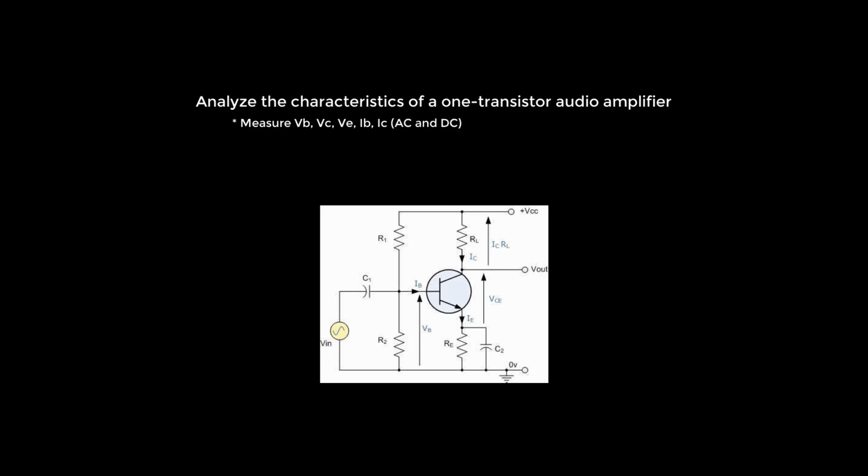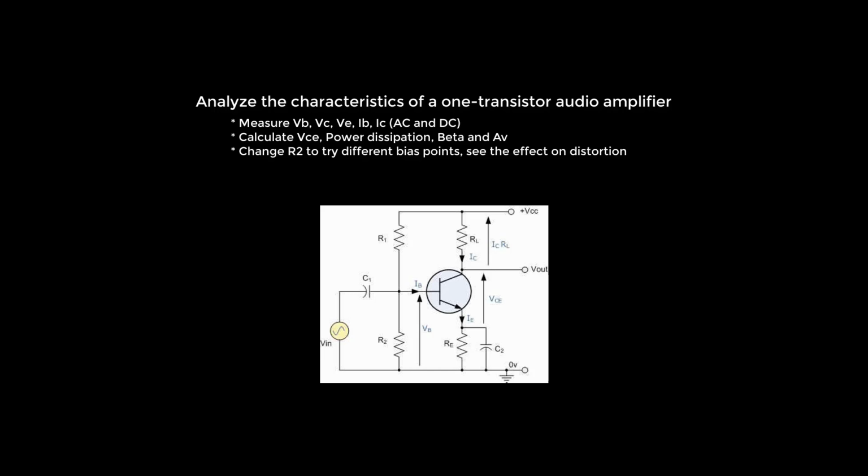We'd like to measure the base voltage, the collector voltage, the emitter voltage, the base current, and the collector current, both AC and DC. We'd like to, from that, calculate the collector emitter voltage, power dissipation, the beta, and the voltage gain. We'd like to change the input bias network to try different bias points and see the effect on distortion as the Q point is varied.